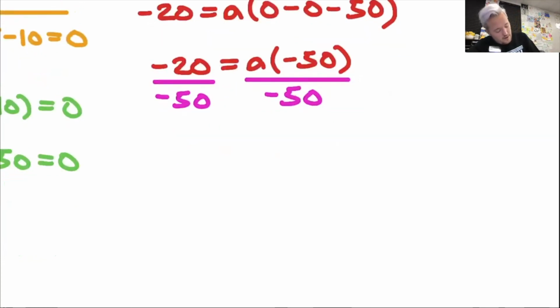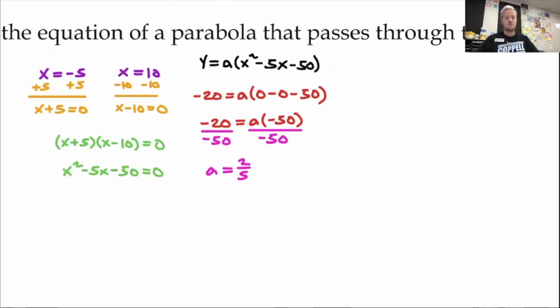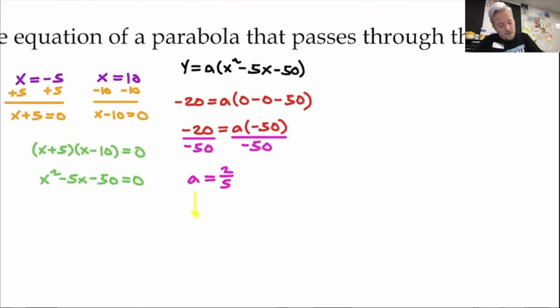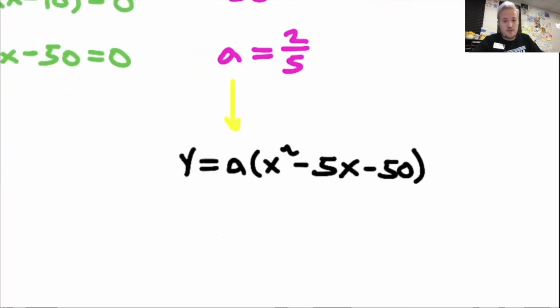All right, so you're going to get a equals positive 2/5. So your a value in this case isn't all that pretty, but it's okay. So now we just got to plug it in. So I'm going to plug it in to my regression model up here at the top. This is what I'm going to plug it into. All right, so I'm going to copy it down here. So I'm going to plug in that 2/5.